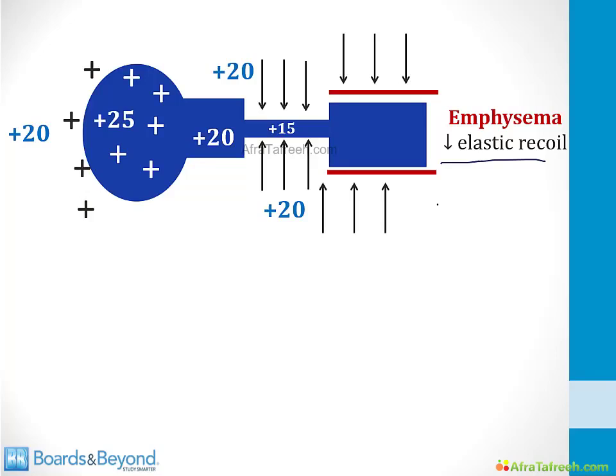There's loss of elastic recoil. So when you generate that pleural pressure of plus 20, instead of getting plus 35 in the alveolus, you only get plus 25. That pressure is going to drop quickly and reach a value lower than the pleural pressure at some point before the cartilaginous airways.